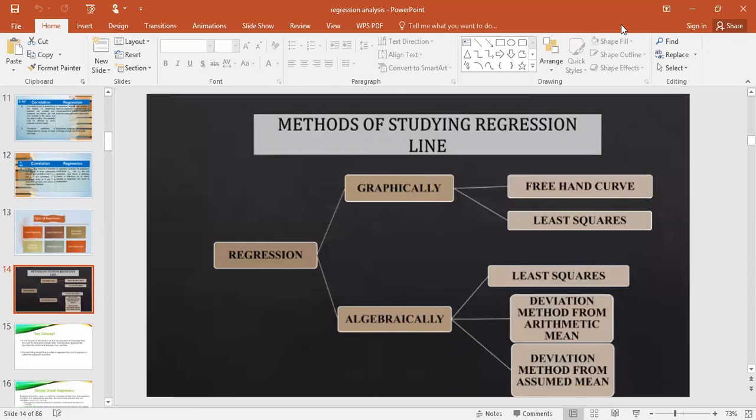Methods of studying regression lines. There are two methods, graphical and algebraical. Graphically, we study it in the form of freehand curve and least squares, and algebraically, we divide it into three parts: least squares, deviation method from arithmetic mean, and deviation method from assumed mean.